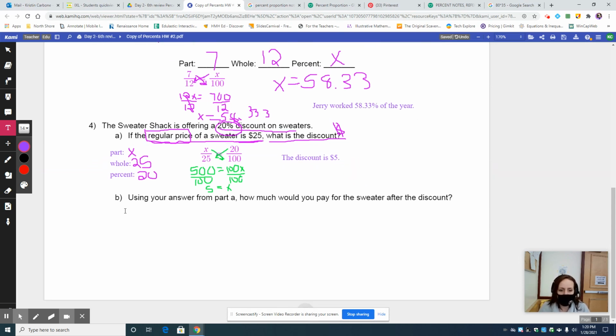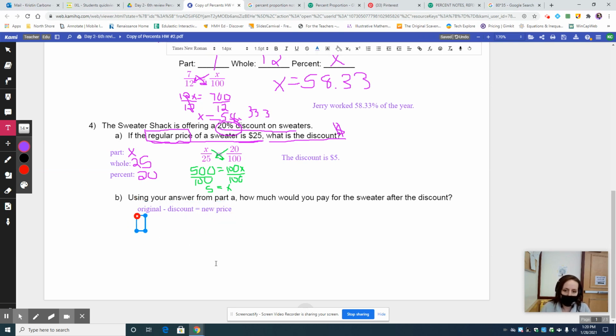Part B. Using your answer from Part A, how much would you pay for the sweater after discount? Well, if I have the original price, am I going to add or subtract my discount? Well, if you added a discount, that wouldn't make sense. So then it's going to cost you $30 for the sweater? I thought discounts were percent off, meaning you're saving money. So you would subtract the two. So you do the original minus the discount to give you the new price.